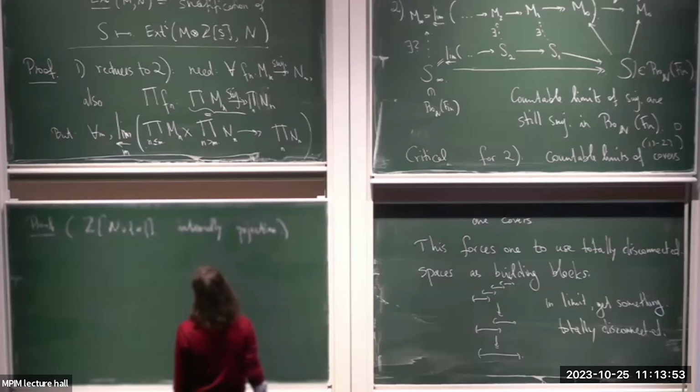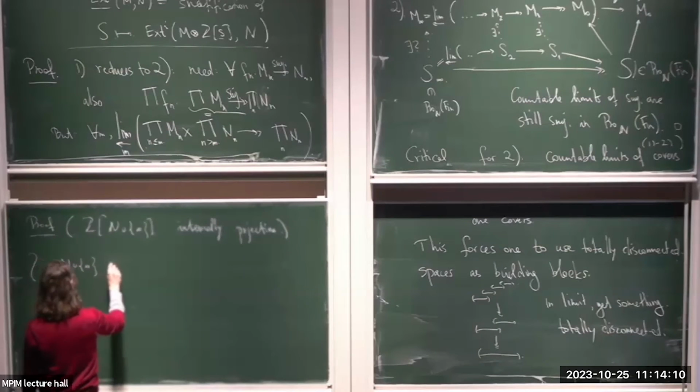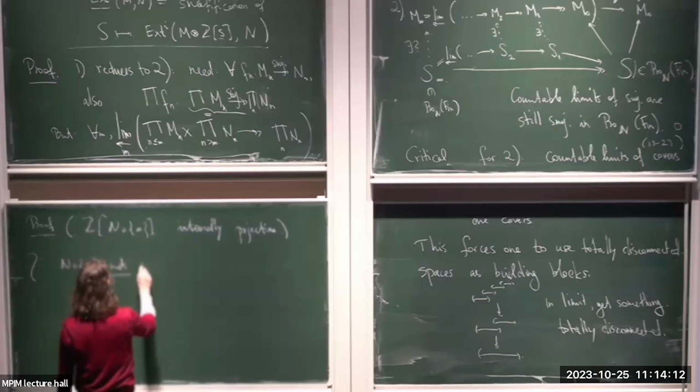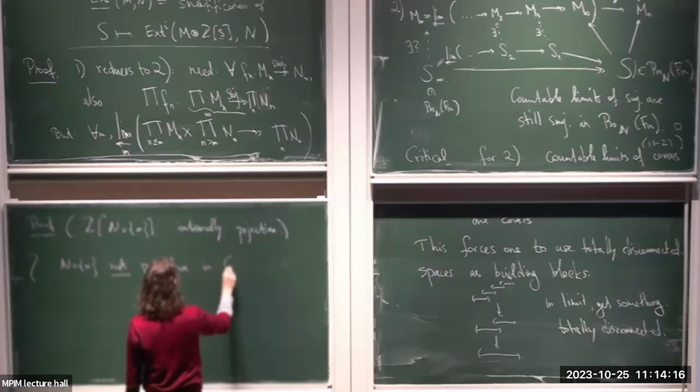So I want to prove this thing, that this is internally projective. But before I do that, let me make a warning that this is a phenomenon that's only true once you pass to groups. So N union infinity is not at all projective in light condensed sets.